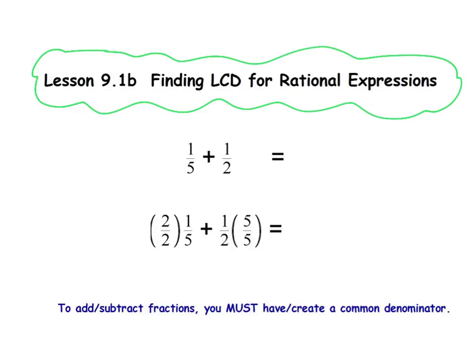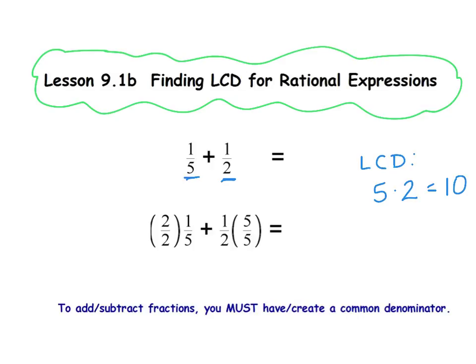In order to add these, we need to find a common denominator. The easiest way to find your common denominator is to think of factors. So here we have a factor of 5. So for my least common denominator, I'm going to need a factor of 5. Looking at the second quantity, I need a factor of 2. So if I multiply the two factors together, 5 times 2, I get my least common denominator of 10.